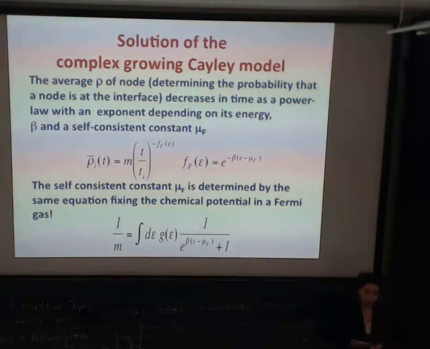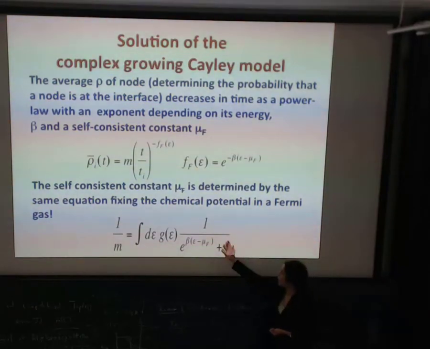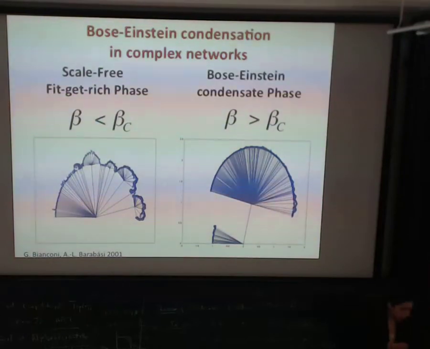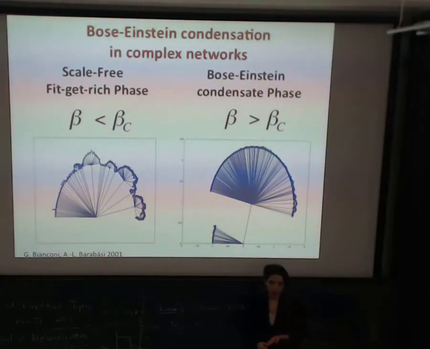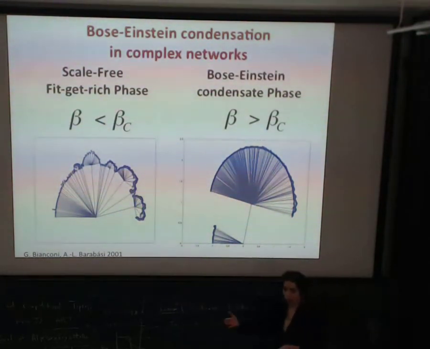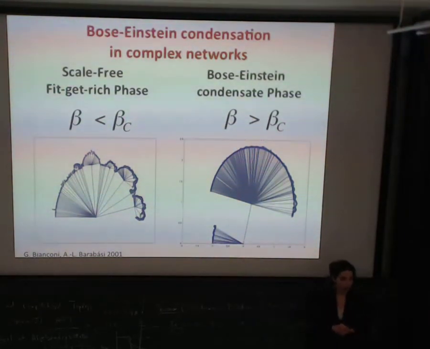And similarly, for the dynamics of the Cayley tree, we have a self-consistent constant, which is fixed by a self-consistent equation which fixes the chemical potential of a Fermi gas. In a Bose gas, we know that there is a phase transition, the Bose-Einstein condensation, as a function of this parameter beta. And in the network, simultaneously, there is an important phase transition in which one node grabs a finite fraction of all the links. This is a structural phase transition that can be predicted by the solution of the model.